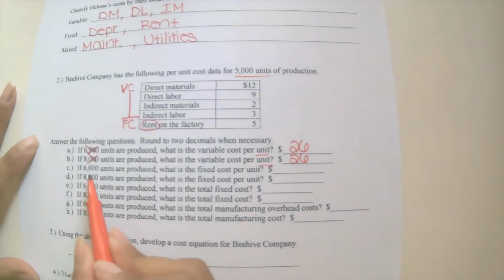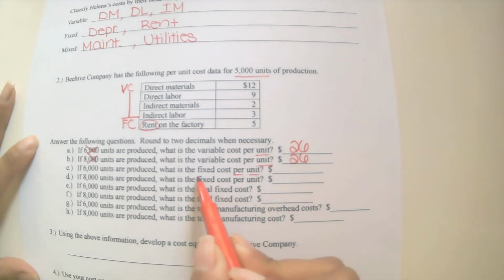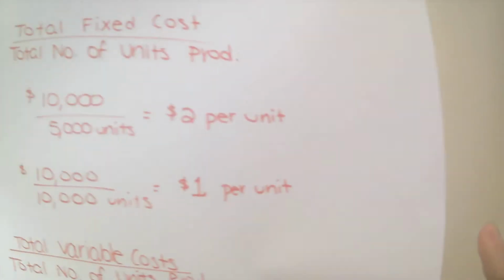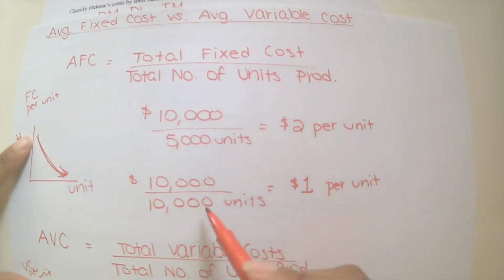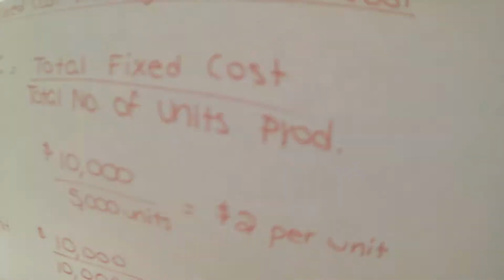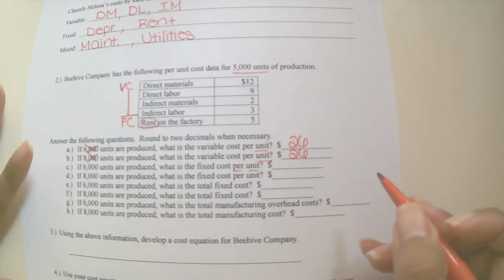All right, number C. If 6,000 units are produced, what is the fixed cost per unit? All right, the fixed cost per unit will change. And we remember that from this video we did earlier where it changed. The more units produced, the lower the cost, and we know the cost decreases the more units. So that one will change. Fair play to them.